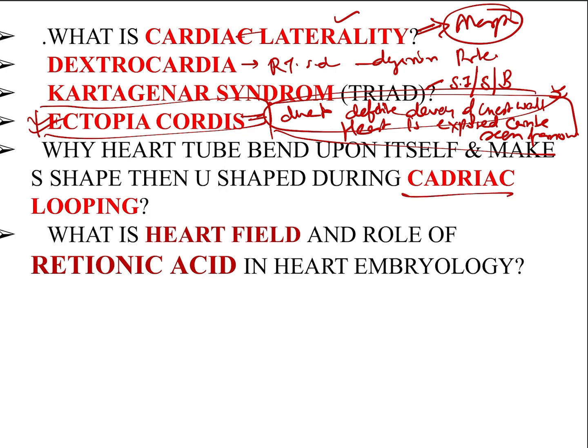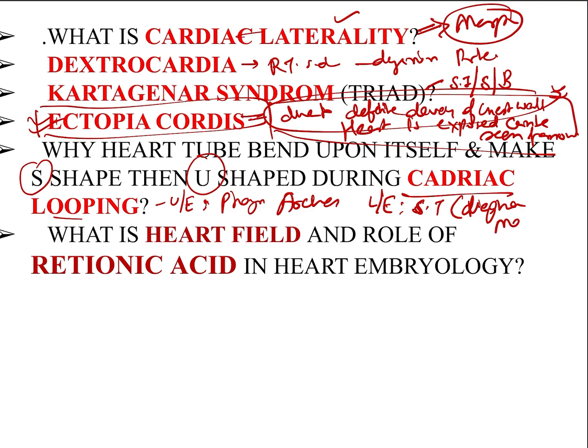Why does cardiac looping occur? Why does the heart tube form S-shaped and U-shaped folds? I have already explained. Because at the upper end it is fixed through the pharyngeal arches, and at the lower end it is fixed by the septum transversum, which will form the future diaphragm, mesentery, liver or fibrous pericardium.